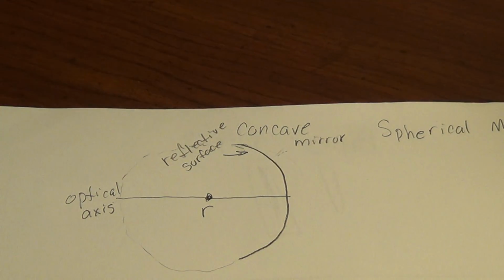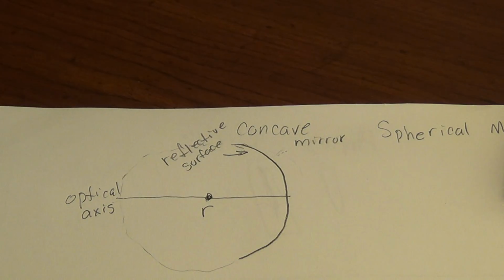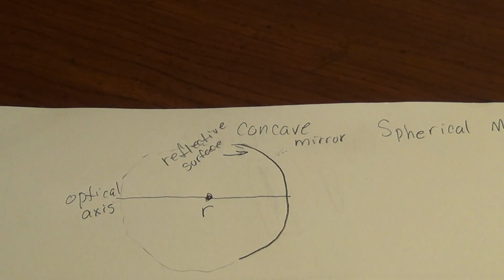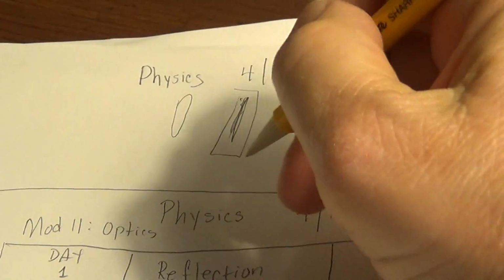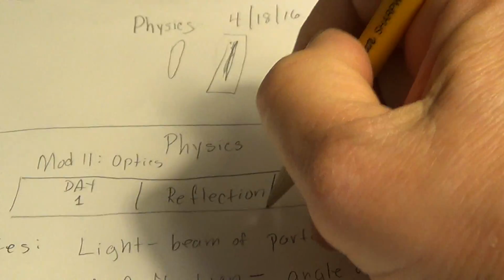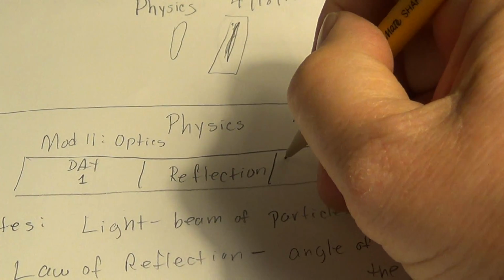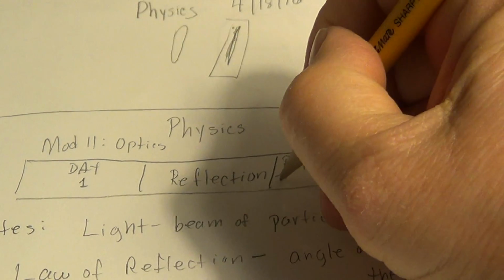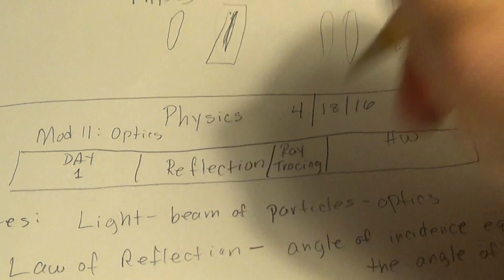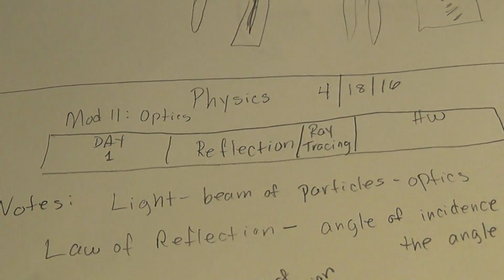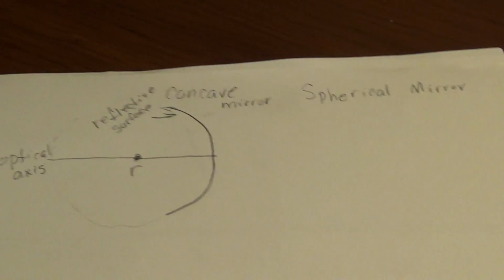I've got notes, so you've got notes, so continue on to your day 1 notes. In fact, we can add a topic before I forget. We talked about reflection, and now we're talking about ray tracing. So you can add that to our topics for today. All right, we'll go for a little bit on ray tracing.